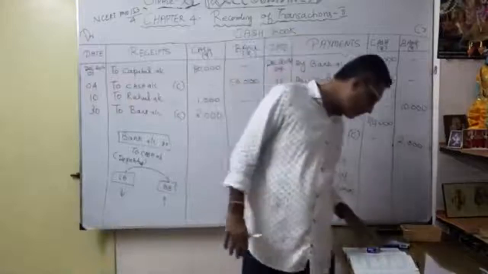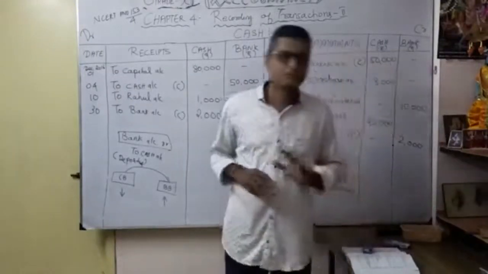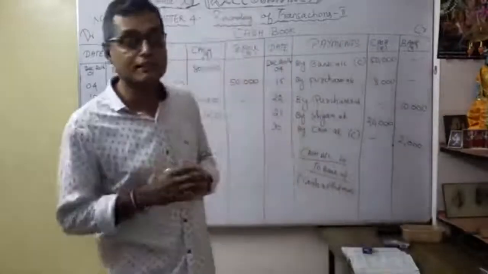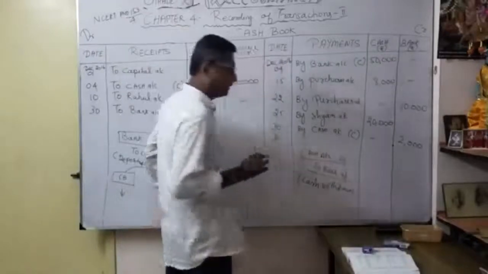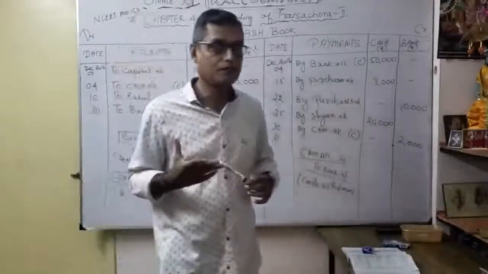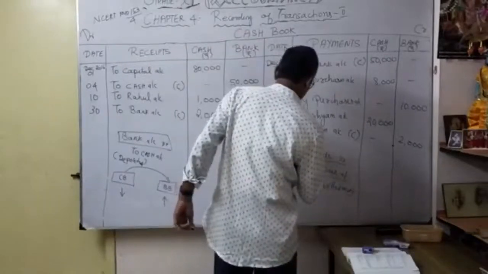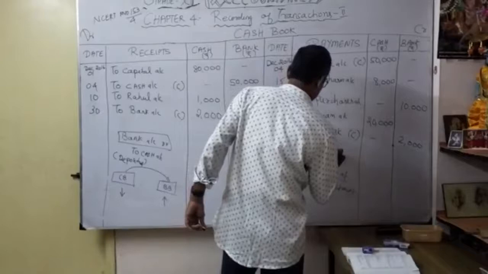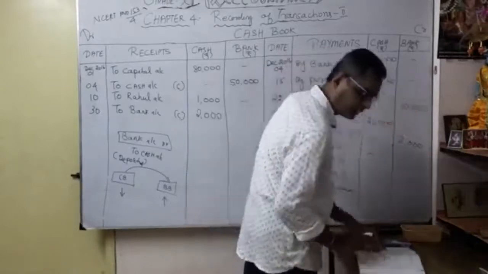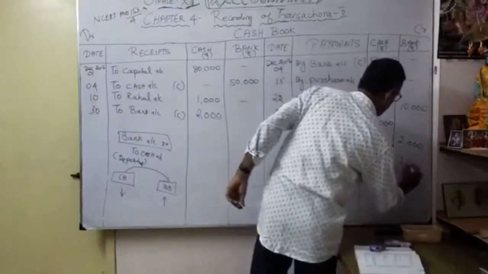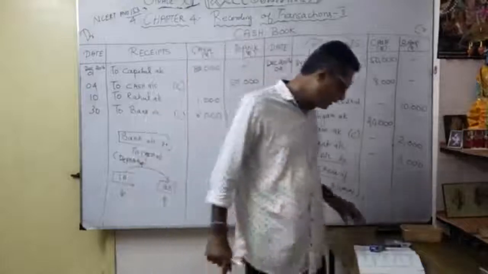Okay. Then the next one, December 31, rent paid by check 1000. So what is the entry? Rent account debit to bank, because it is given by check. So by rent account, cash, how much? 1000. Okay, that is very important because it is given through check. Now understood? So we have done almost all the entries.